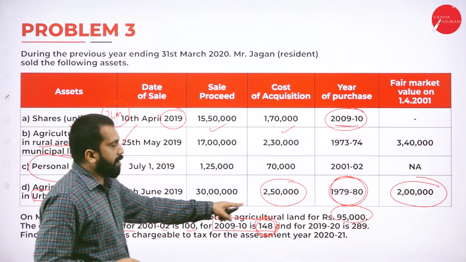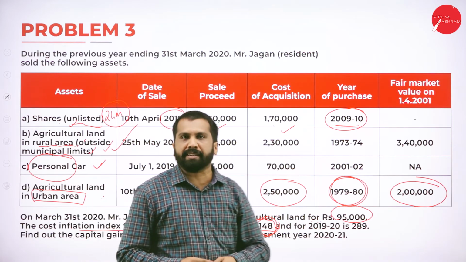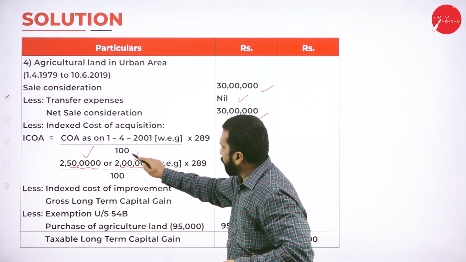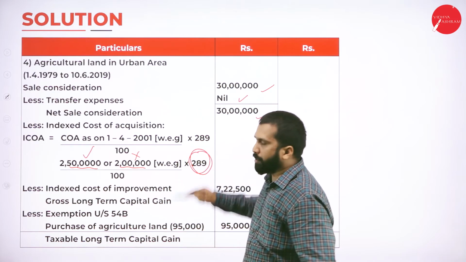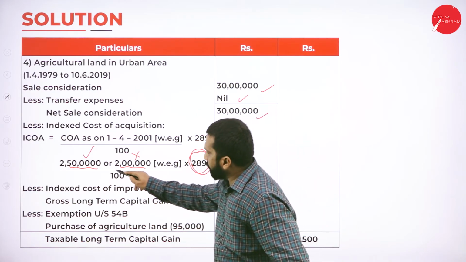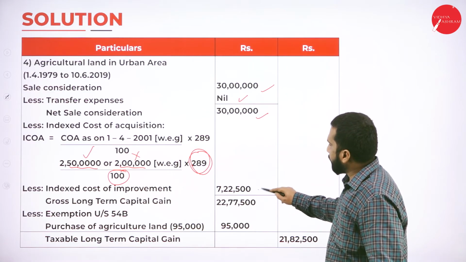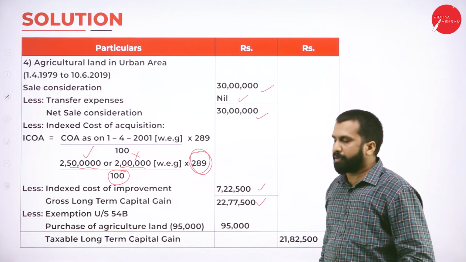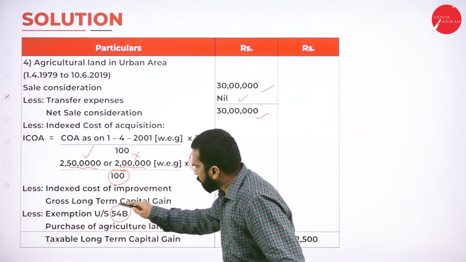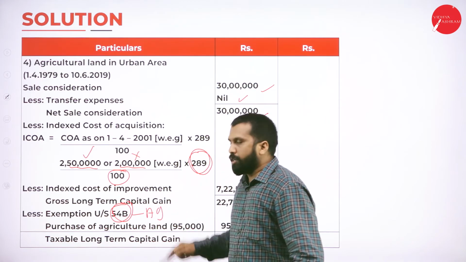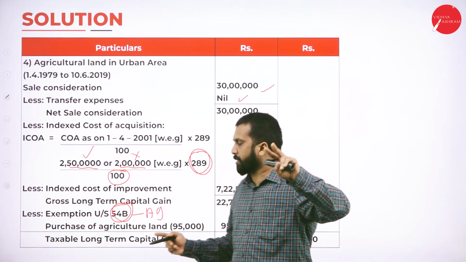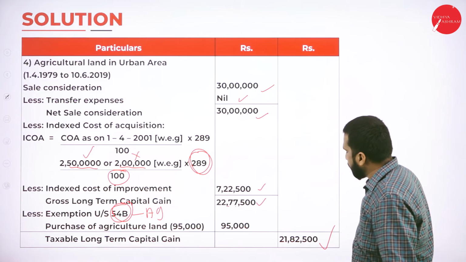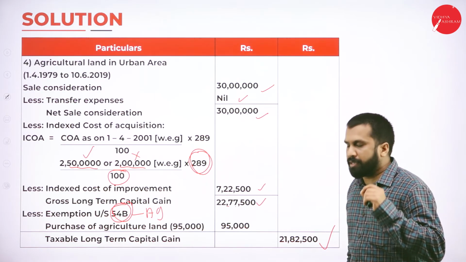So how much should you take now? 2,50,000 you should take. So calculation, 2 lakh or 2,50,000? 2,50,000, multiplied by the cost inflation index 289, divided by 100. If you do, you will get 7,22,000. 30 lakh minus 7,22,000, 22,77,000. Now, they have purchased agriculture land, so 54B applies. Go to session 2, I have explained this. 22,77,000 minus 95,000, your answer is 21,82,000. Hope you are clear. Yes.